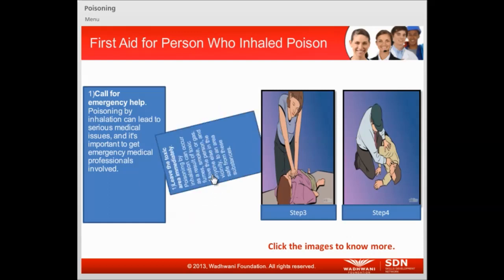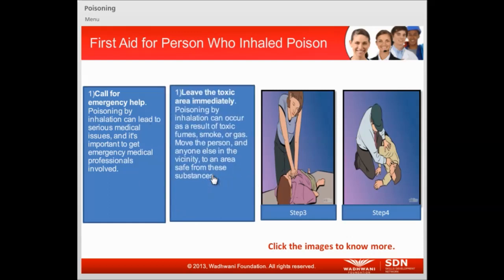Step 2. Leave the toxic area immediately. Poisoning by inhalation can occur as a result of toxic fumes, smoke, or gas. Move the person and anyone else in the vicinity to an area safe from these substances.